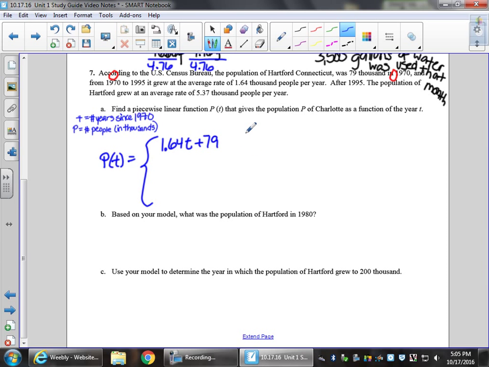I need to know how many years. I know 0 is 1970, but what about 1995? In my calculator, if I do 1995 minus 1970, I get 25. So I know that for this first piece, my domain restriction will be 0 to 25, because 1995 is 25 years after 1970. If you don't see that right away, that's okay. Subtract, and you'll get 25.